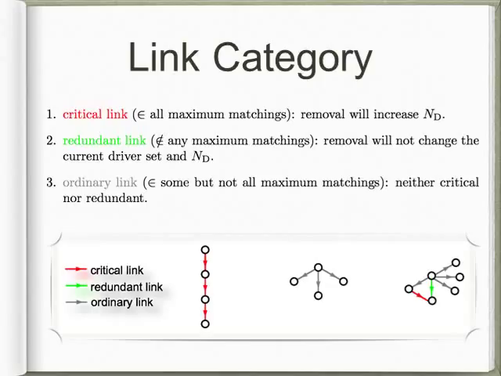The rest of the links are called ordinary. They belong to some, but not all max matchings. So they are neither critical nor redundant. For example, if you have a direct star, then all the links are ordinary, in the sense that they do not belong to all the max matchings. They belong to some max matchings, but not all the max matchings.